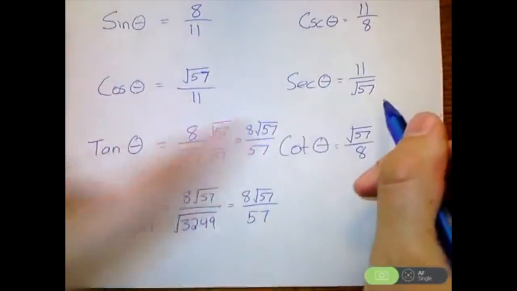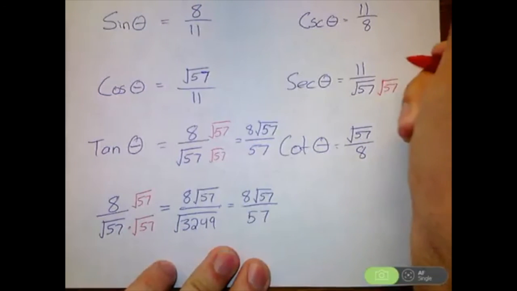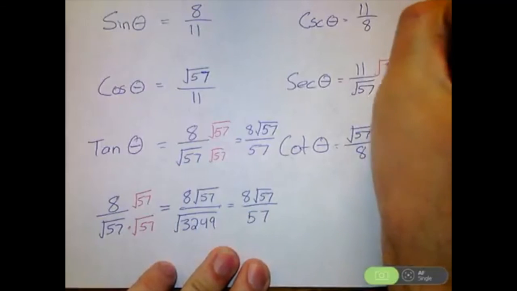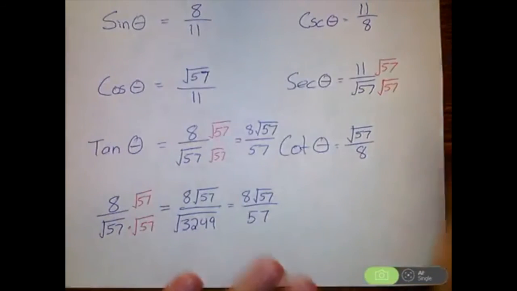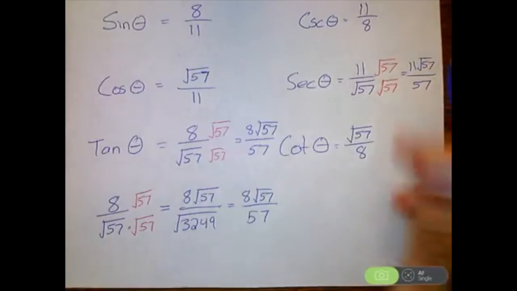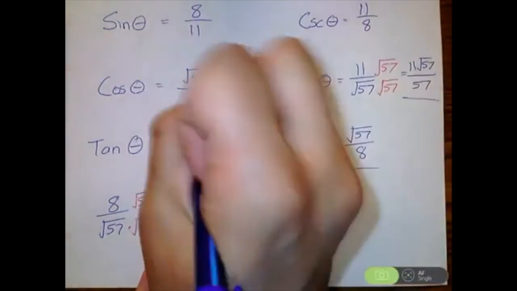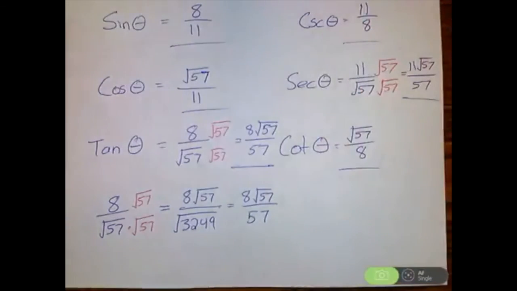And then over here, we can do the same thing. We can multiply the bottom by the square root of 57, and we can multiply the top by the square root of 57, and we get 11 square root of 57 over 57. And that is our 6 trigonometric functions here, here, here, here, here, here. So congratulations.